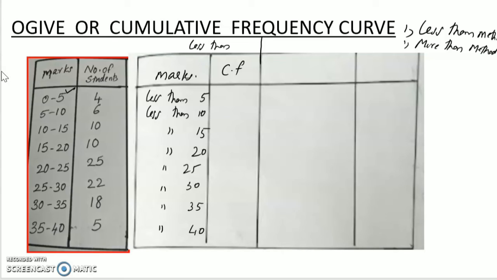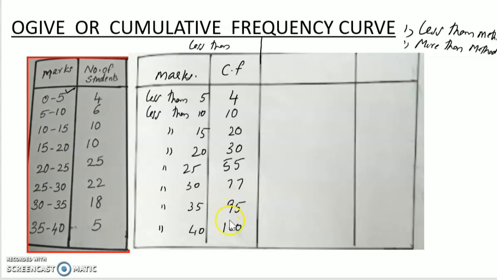Cumulative frequency, how can we find it here? First of all, the first frequency is 4, so less than 5 is 4. No confusion there. In the next case, less than 10, which points will come? 6 plus 4, that is 10. In the next case, 10 plus 10, that is 20. And less than 20, again 20 plus 10, that is 40. In this way we have to complete this column.